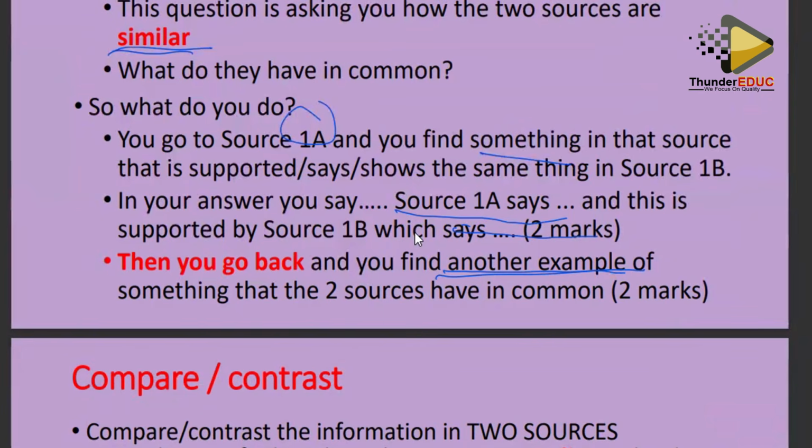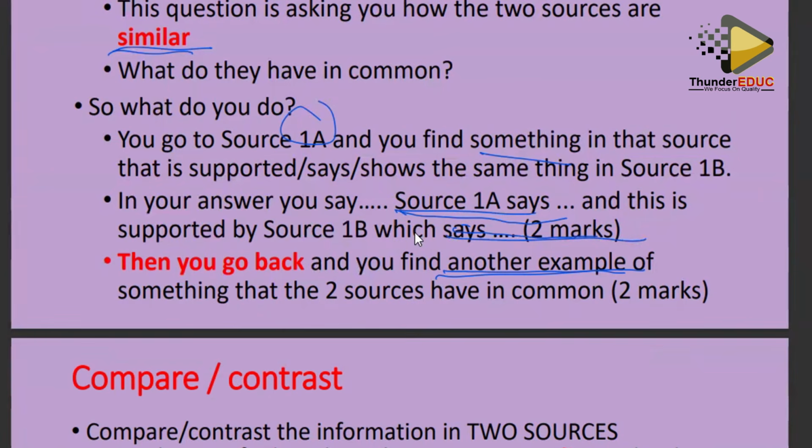Maybe the first source is explaining the height of the wall. The wall was 3 meters high. And you go to the visual source. Plus or minus, you can justify that this is a very high wall, which can be plus or minus 3 meters. It's another example of a similarity between those two sources. You again use the same format. Source 1A says the Berlin Wall was 3 meters high. This is supported by source 1B, which shows a very high concrete wall.